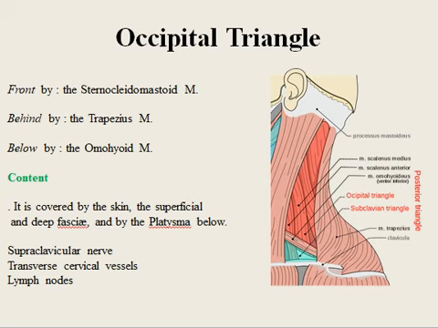Now coming on to the occipital triangle. Boundaries of the occipital triangle: in front by the sternocleidomastoid muscle, behind by the trapezius muscle, below by the omohyoid muscle. Contents of the occipital triangle: it is covered by the skin, superficial fascia, and by the platysma muscle below. This space contains the accessory cranial nerve and a chain of lymph nodes along the posterior border of the sternocleidomastoid muscle, supraclavicular nerve and transverse cervical vessels.